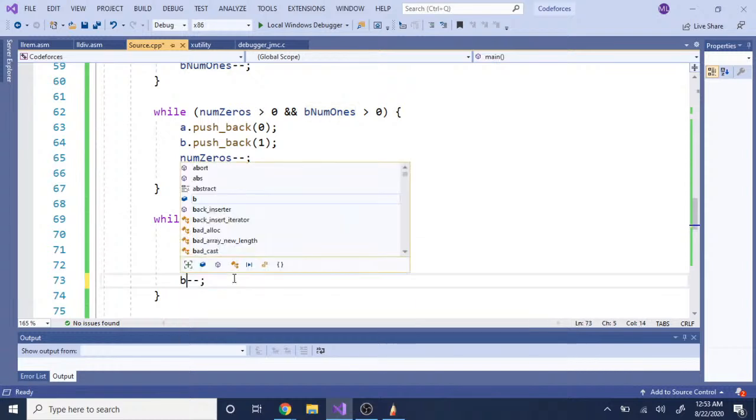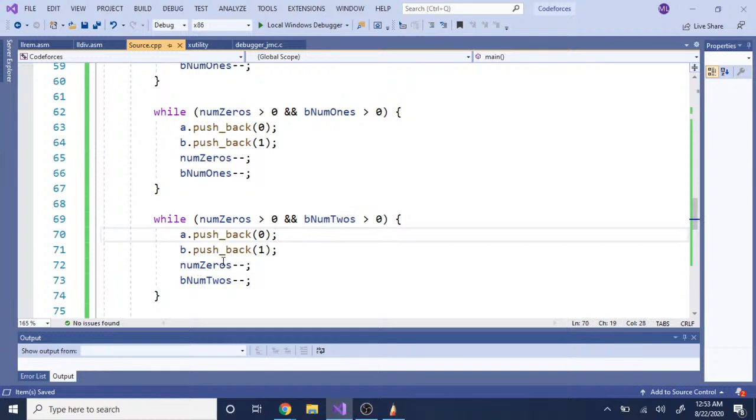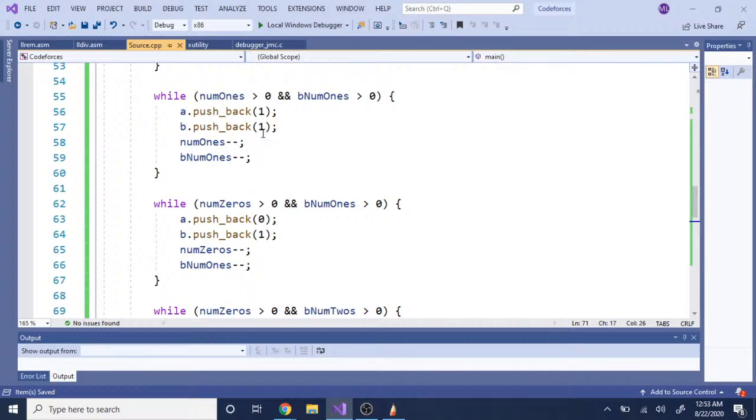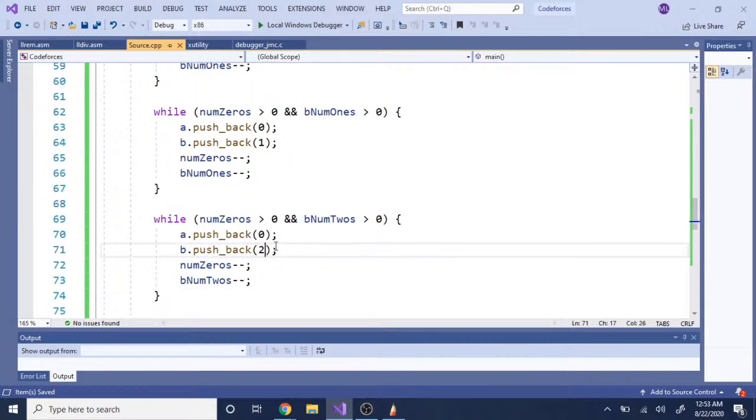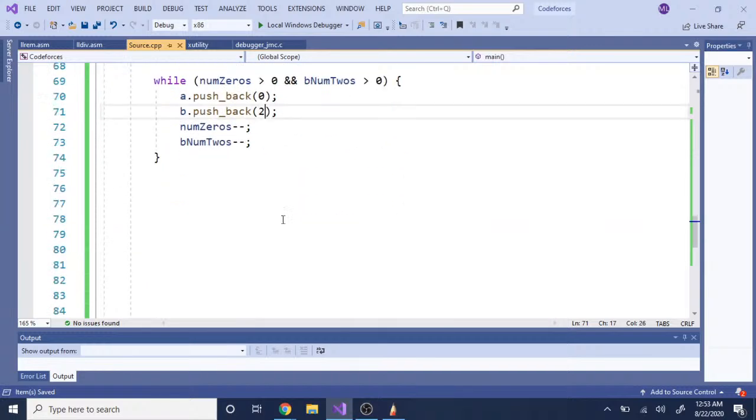So this is B num 2s. Okay, so now num zeros, so this is going to be 2. Okay, so we paired a 0 with 1, and then we paired a 0 with a 2. Okay. Yeah, I think this would be fine. So I think at this point it should be fine.